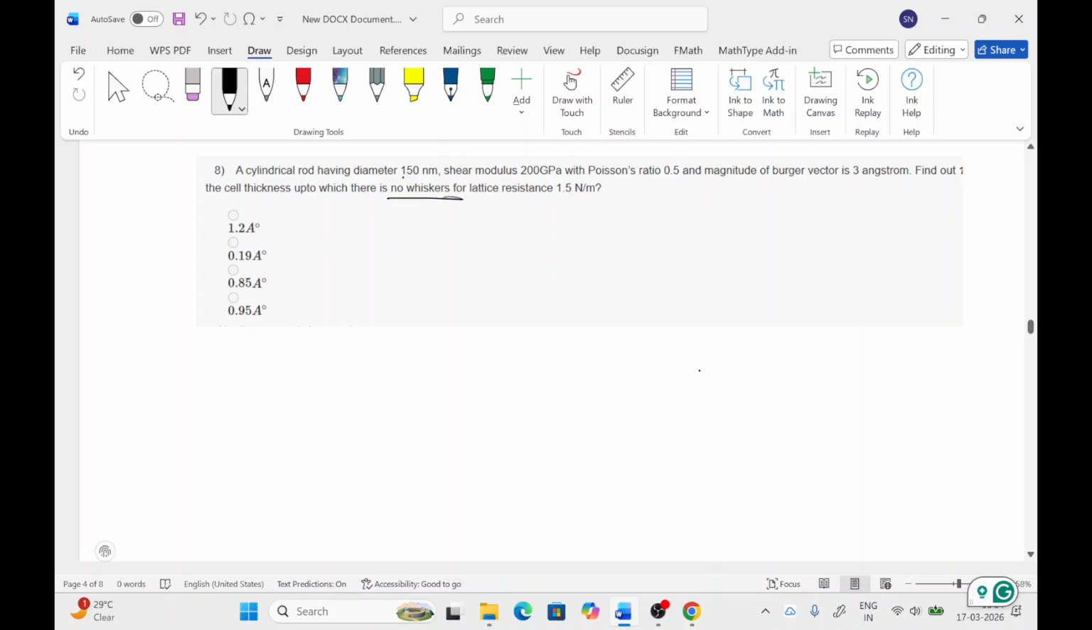So whiskers we say which have no dislocation means simple very micrometer or nanometer level rods, nanometer or micrometer rods having no dislocations.